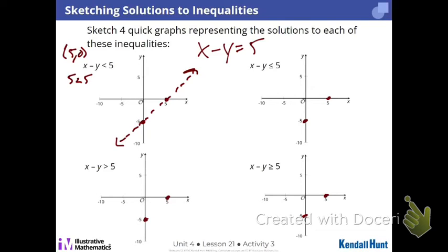But next, to see for shading, I would test the origin. So let's test 0, 0. Is 0 less than 5?